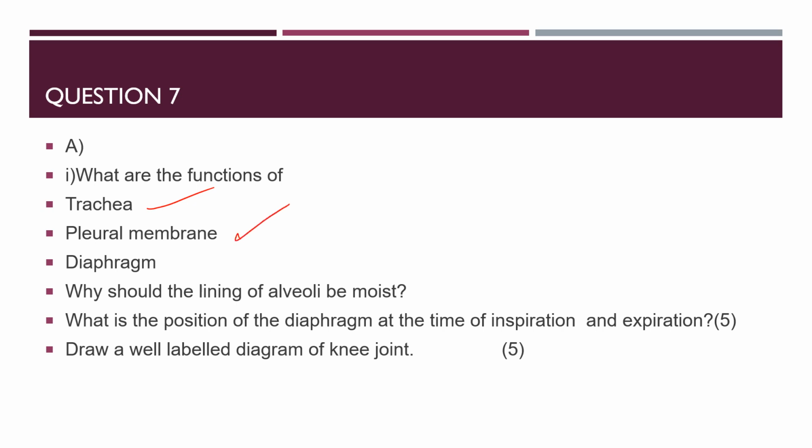So what is pleural membrane? It protects the lungs against friction. What is diaphragm? It helps in breathing. Its contraction and relaxation helps in the increase and decrease of the volume of the thoracic cavity.